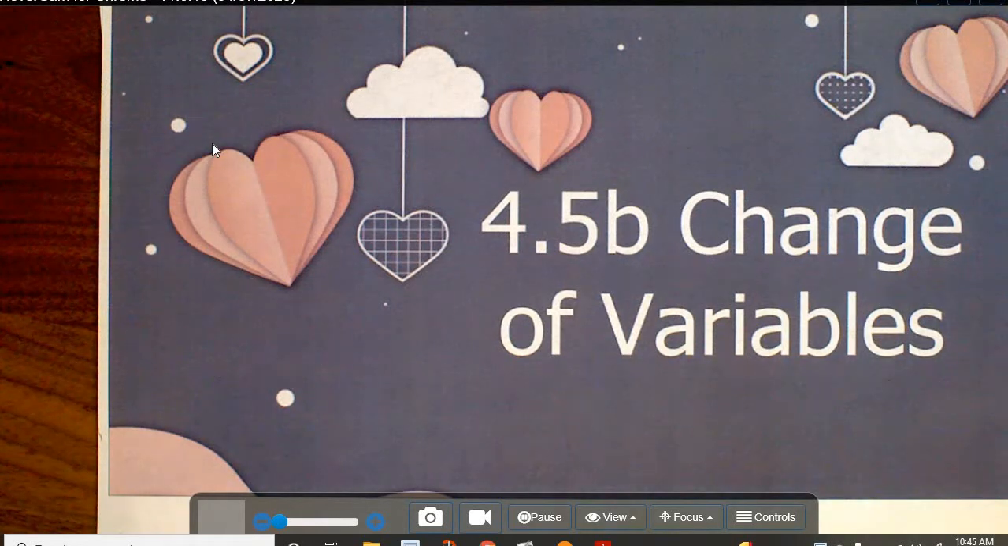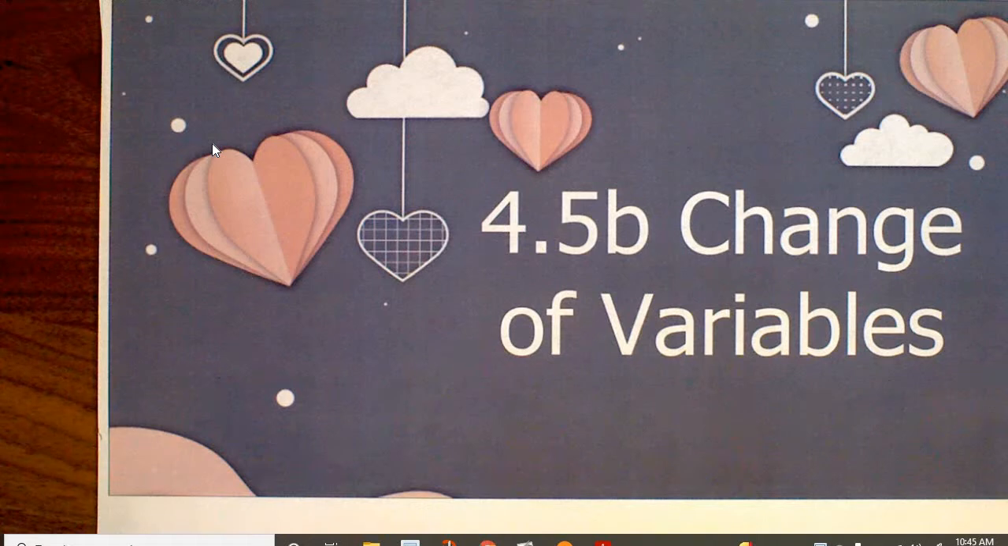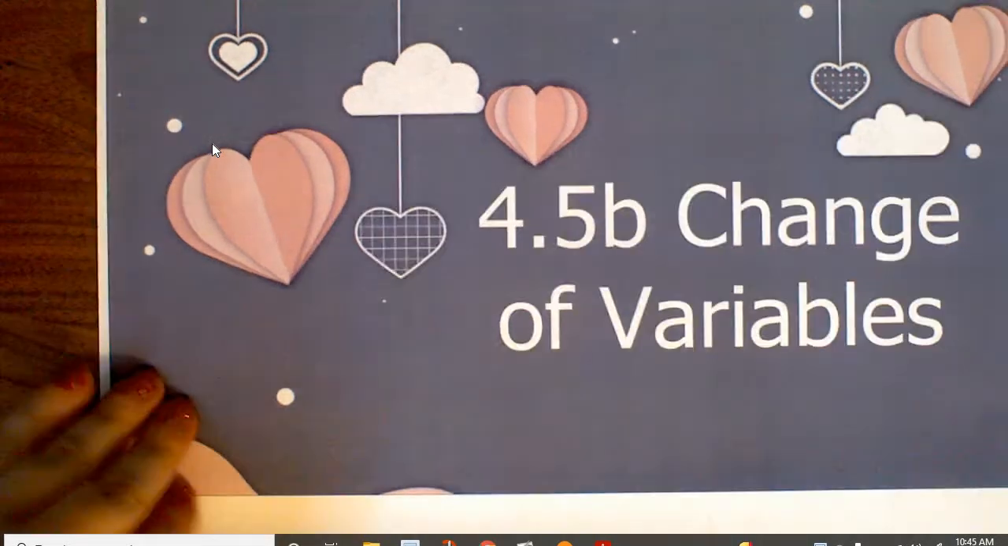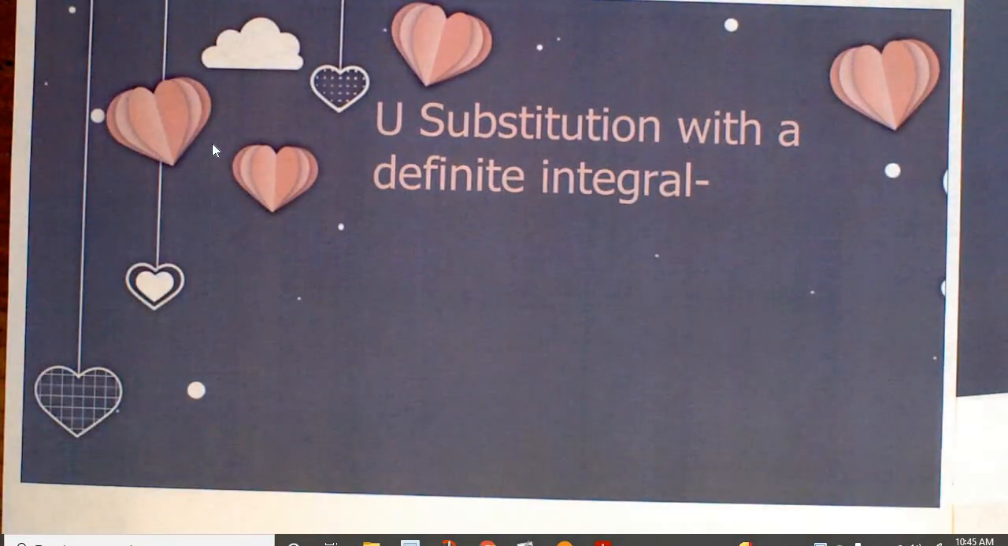Today we're looking at the second half of section 4.5. Remember, on Friday we talked about U substitution, which was an integration technique that allows us to integrate things that would have used the chain rule. On today's lesson, we're looking at that same thing. So still U substitution, but now we're looking at what it means to have a definite integral.